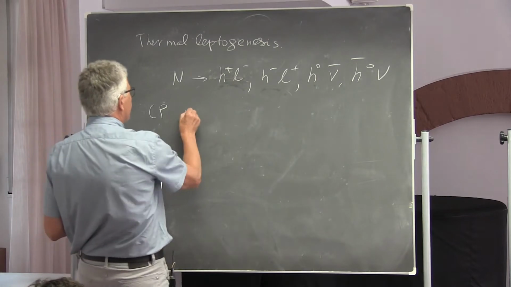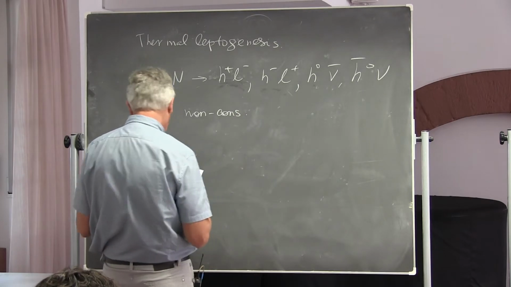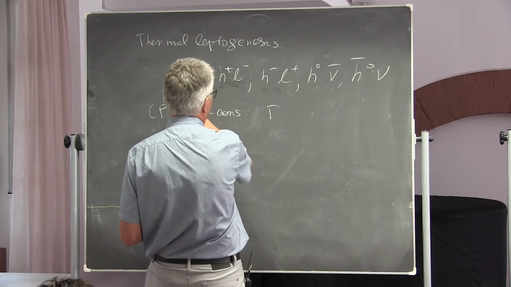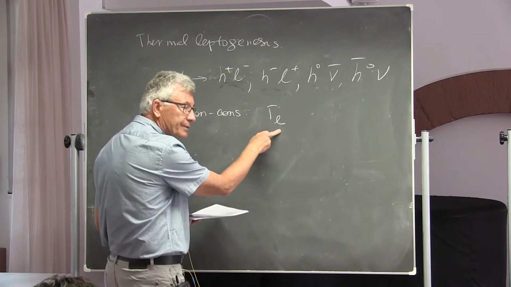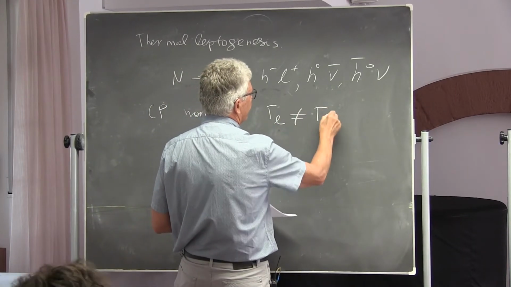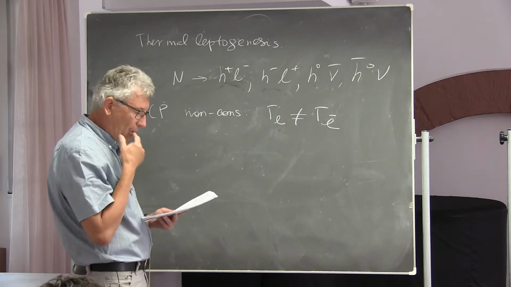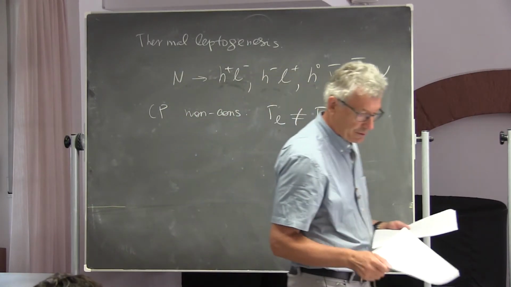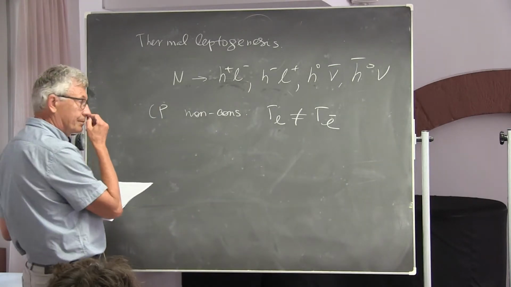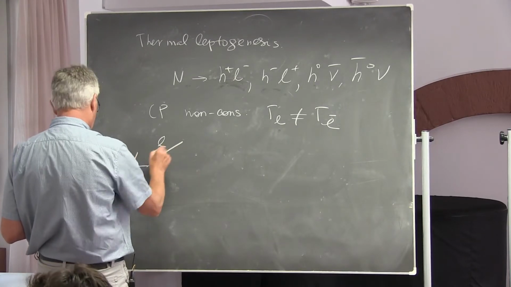So CP non-conservation means that the width of N to the channels which correspond to lepton is not equal to the width which corresponds to anti-lepton. Okay. How do you see that? This is a straightforward computation, which I'm not going to describe, but it boils down to a computation of the following graphs.